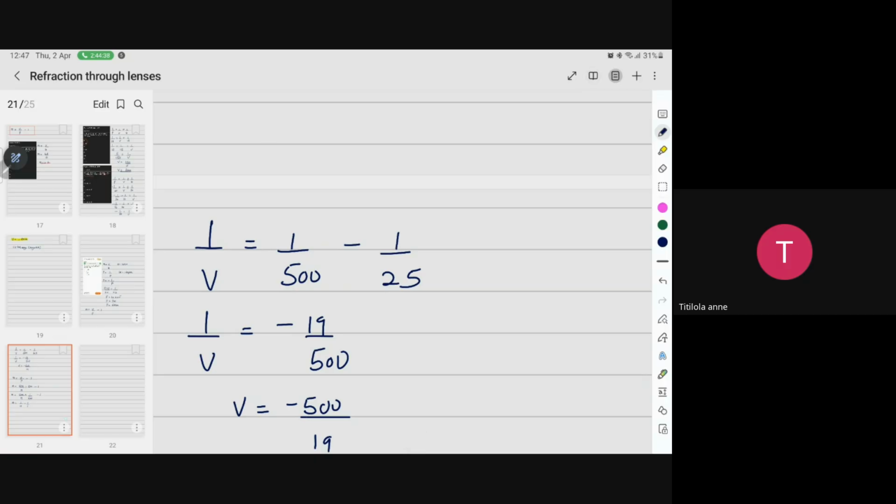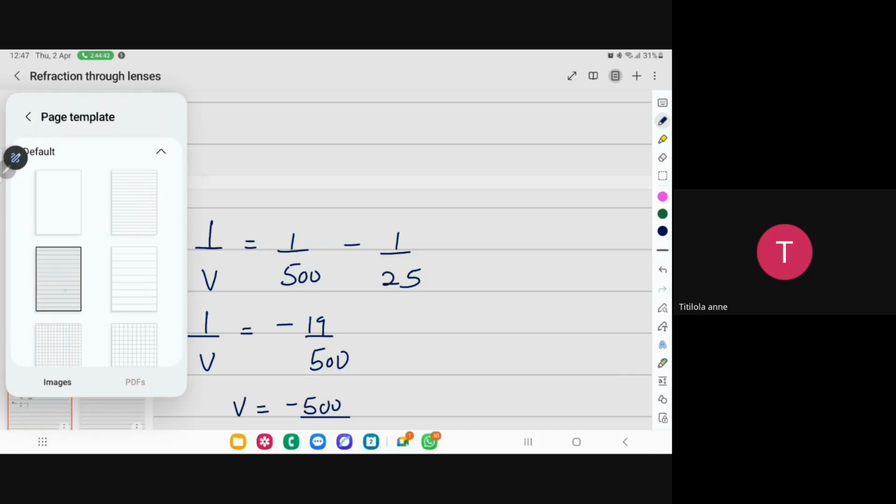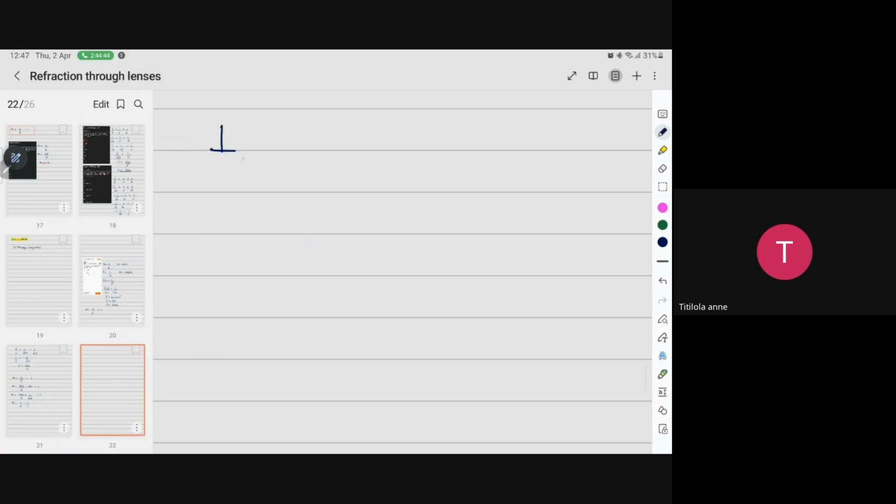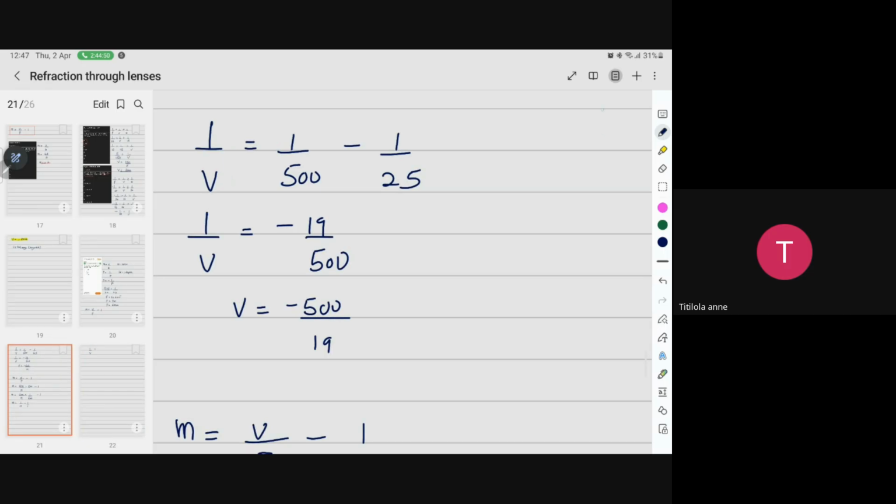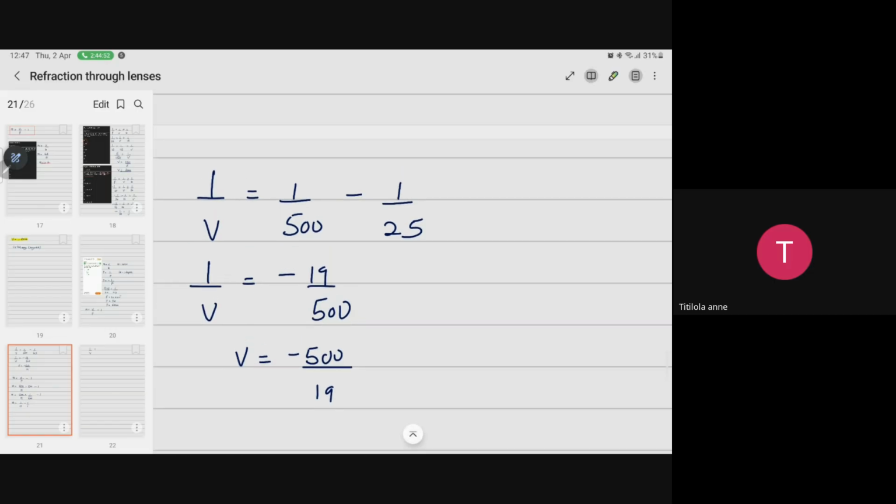So 1 over V, I'm coming to check what the problem is with that question. So now 1 over V, I have 1 over V is equal to what? Okay, I think I've seen where the problem is coming from. That formula is plus, not minus.